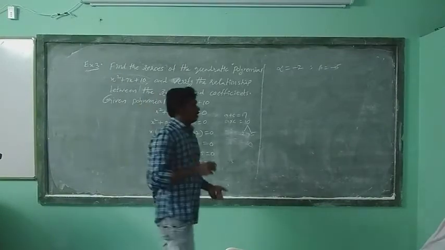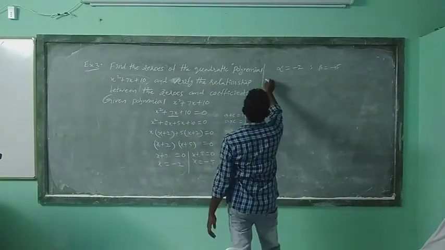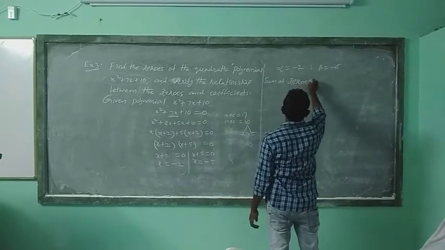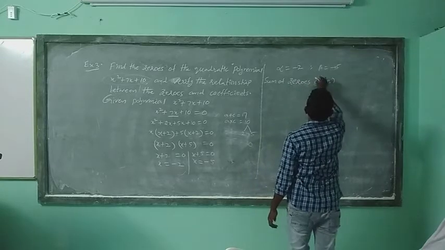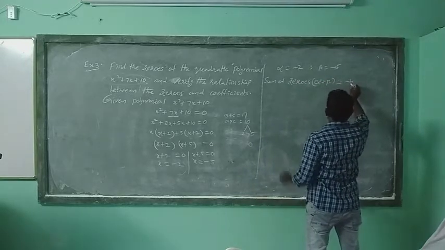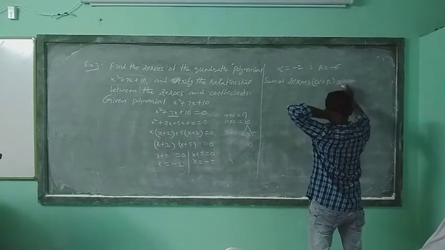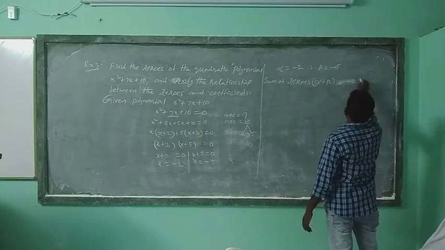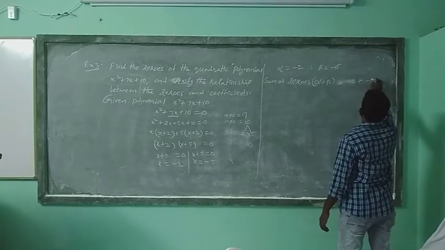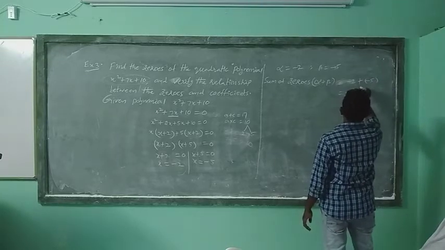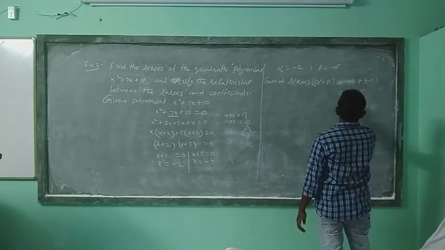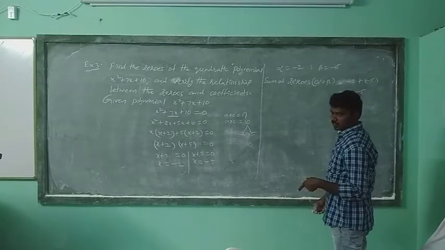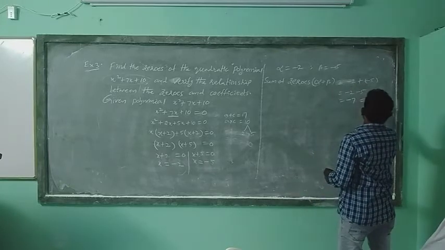Now verify it. Sum of zeros, alpha plus beta. What is the formula? Minus b by a. Now listen. Alpha value minus 2 plus beta value minus 5, so minus 2 minus 5 is minus 7. So it is minus 7, and the formula is minus b by a.